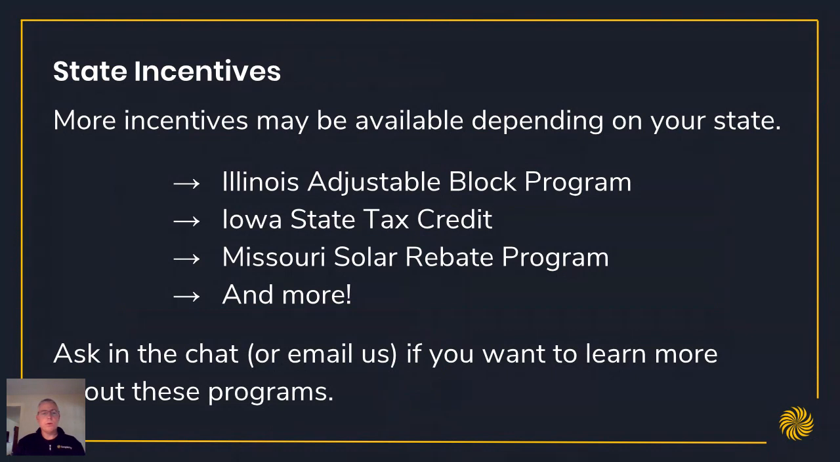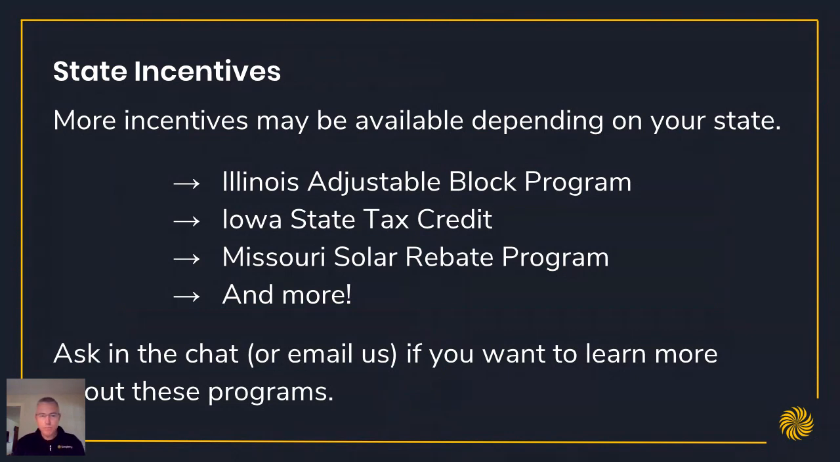Missouri has a solar rebate program that their publicly traded utilities, Kansas City Power and Light, Ameren, and Empire, are involved in. And that program is also along the same lines as the Adjustable Block Program in that it is a rebate based on system size and production. We might have folks that have logged on from states outside of these three. There are other incentives in other states as well that we can dig into with you if you're interested in that. And again, you can ask in the chat if you'd like to learn more about the programs, or call or email us to learn more as well.